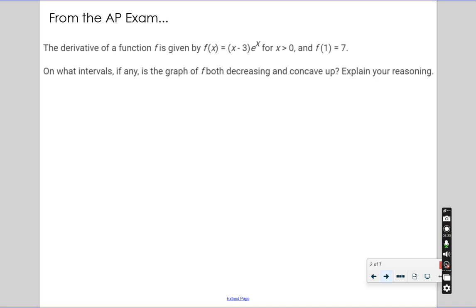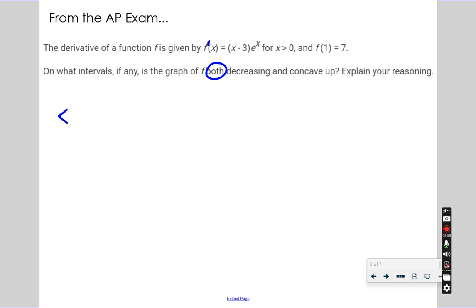So it says the derivative, this should say f prime of x. I think it just didn't print out very clearly. So that should say f prime of x equals. On what intervals, if any, is the graph of f both decreasing and concave up? So when they're giving us both, they don't want you to say where is it decreasing and where is it concave up. I want to see where are they overlapping, where are they happening at the same time.